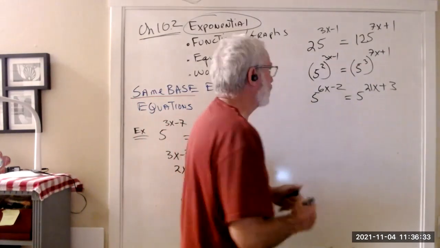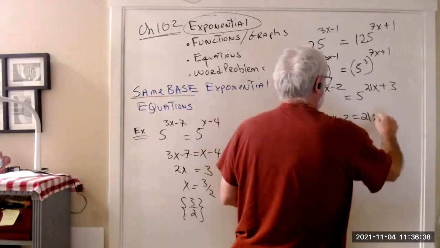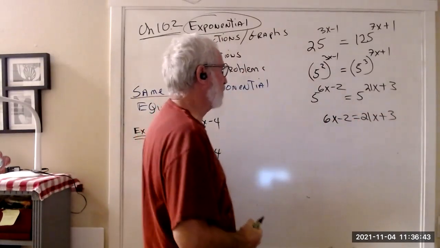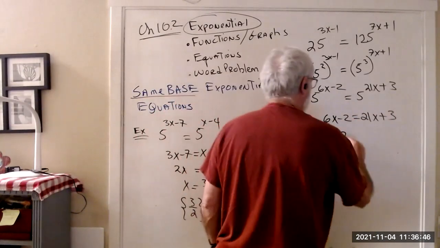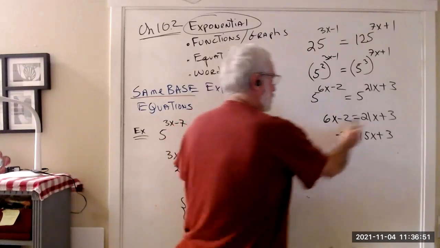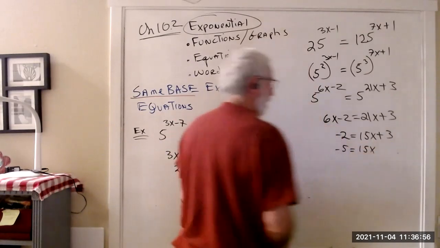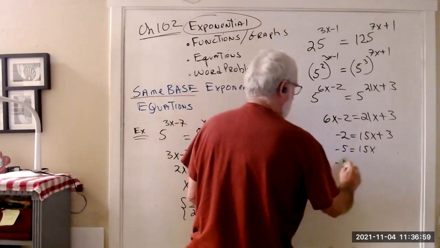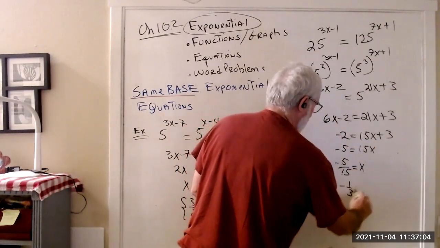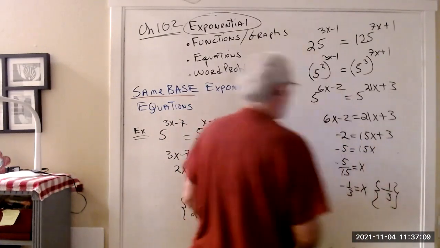So now I can drop the base and have 6x minus 2 equals 21x plus 3. And then solve it, really simple. What do I do? Take away 6x. Take away 3. Divide by 15. Reduce. And solution set it. And I'm done.